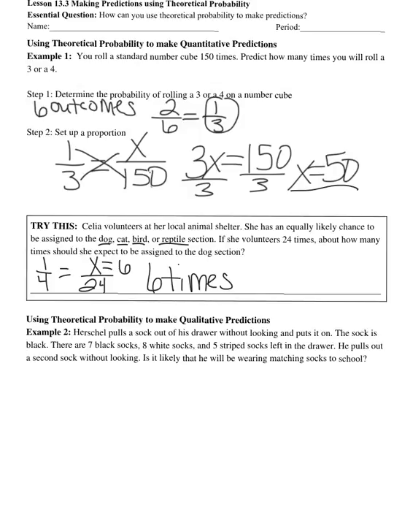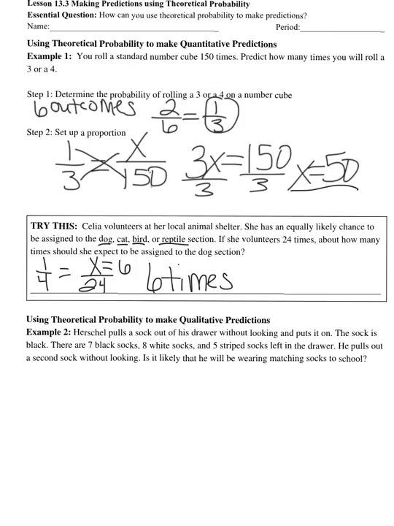So, example 2, Herschel pulls a sock out of his drawer without looking and puts it on. The sock is black. There are 7 black socks, 8 white socks, and 5 striped socks left in the drawer. He pulls out a second sock without looking. Is it likely that he will be wearing matching socks to school? So essentially we want to know what is the likelihood that he pulls out a black sock. So the first thing we need to do is figure out what is the probability that he pulls out a black sock.